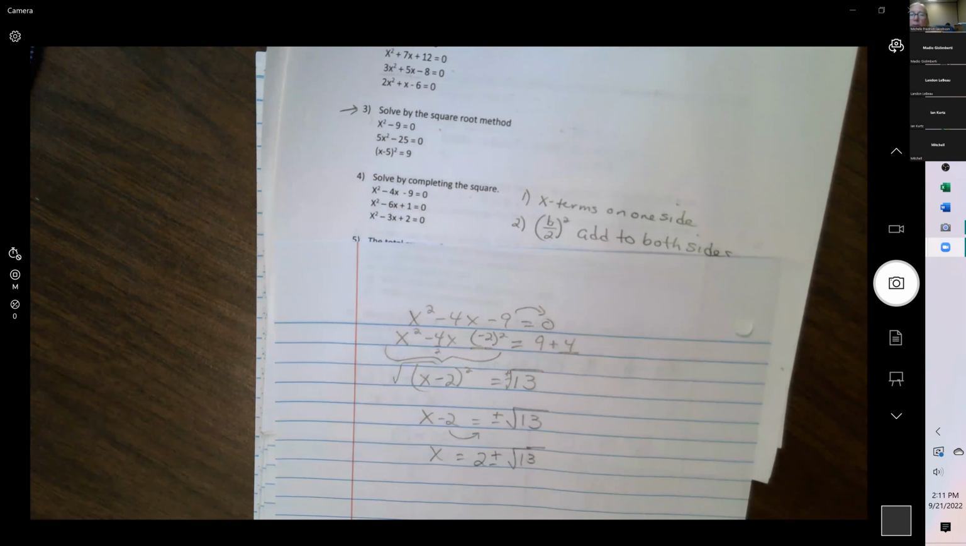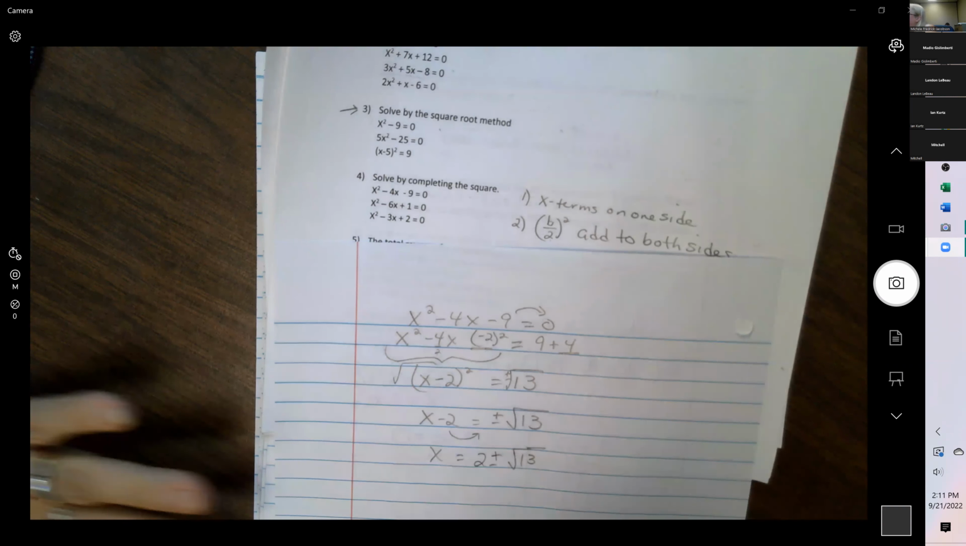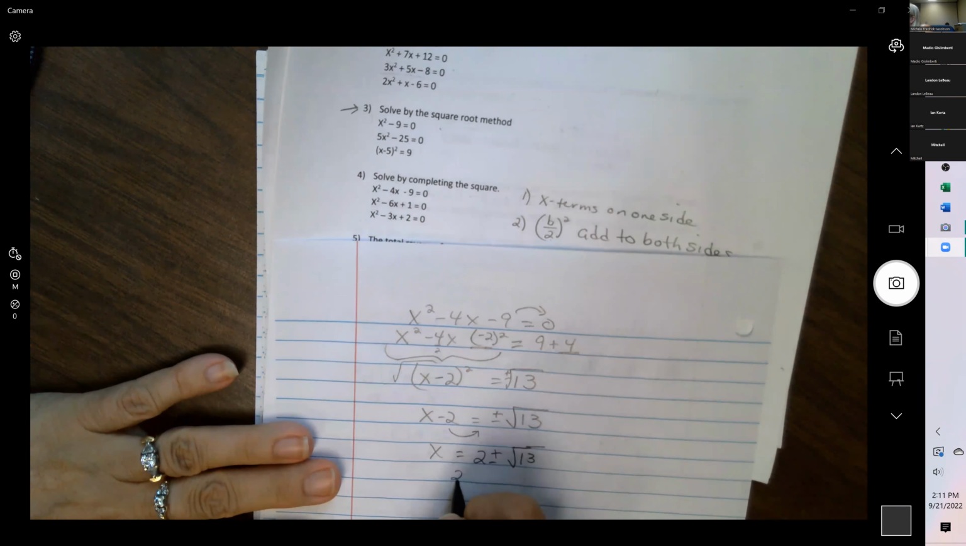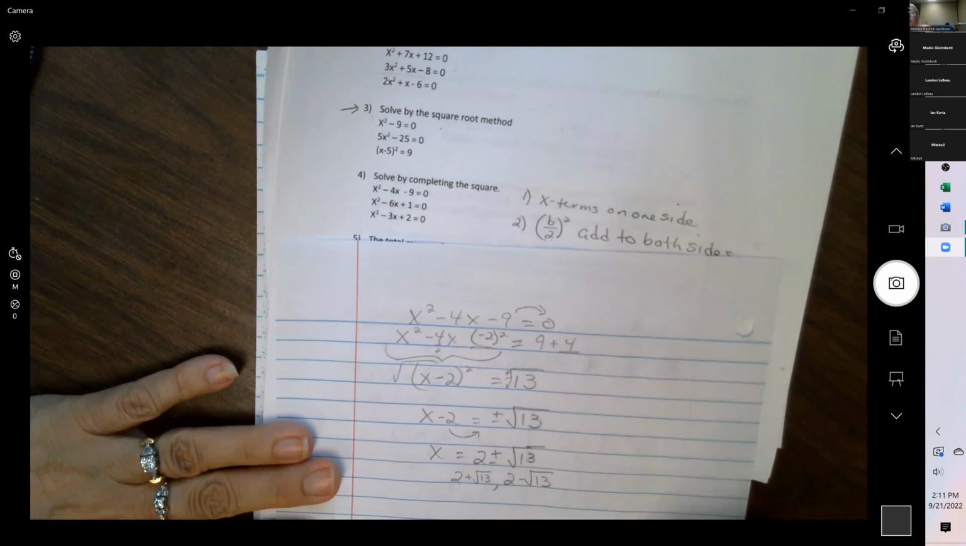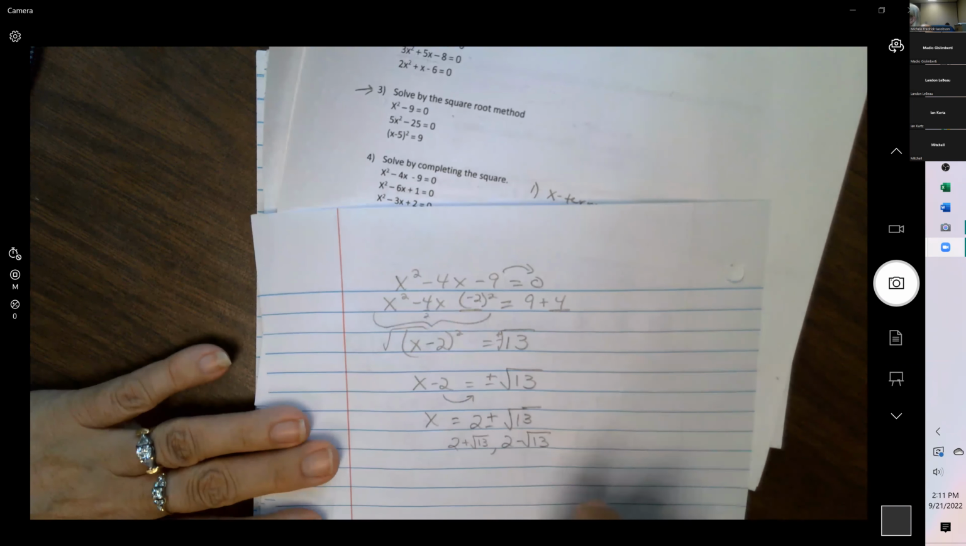And that's your answer. Now, sometimes MyLabs wants you to write both answers and separate by a comma. So they just want you to do 2 plus the square root of 13, comma, 2 minus the square root of 13. I'm fine with either way.